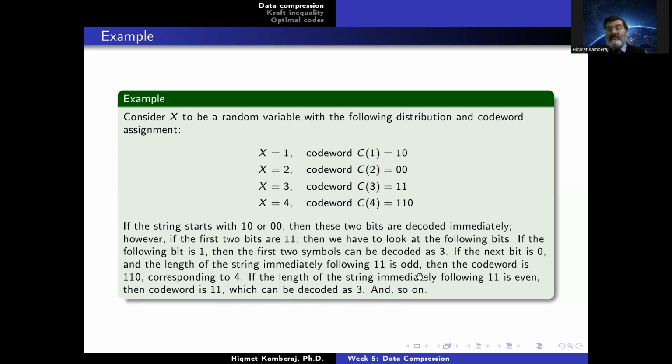So the drawback of uniquely decodable codes is the last case, because we have to calculate, or count, the length of the string immediately following 1, 1. And this could be some time overhead. All right, so it is mostly on the computation time.